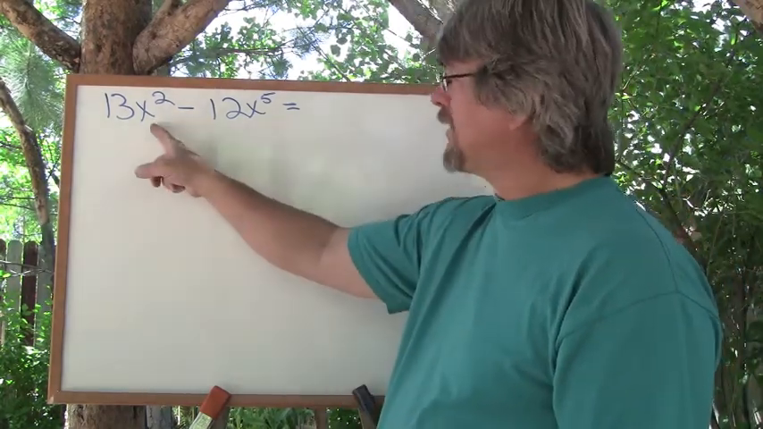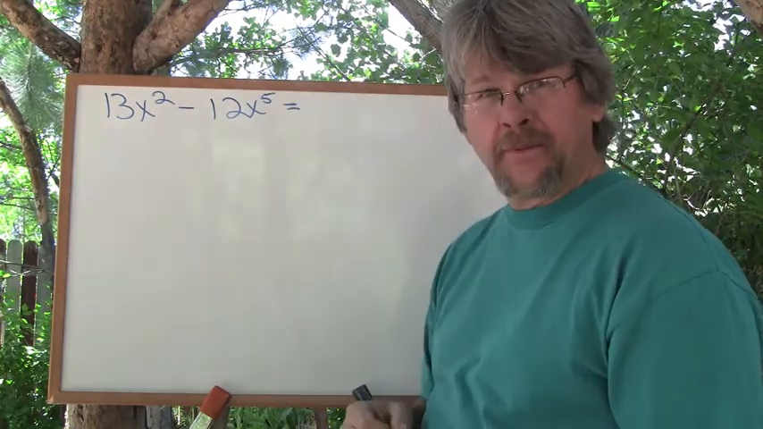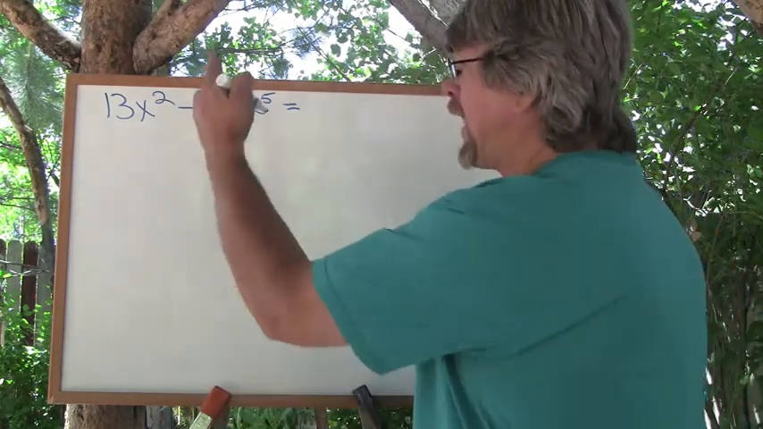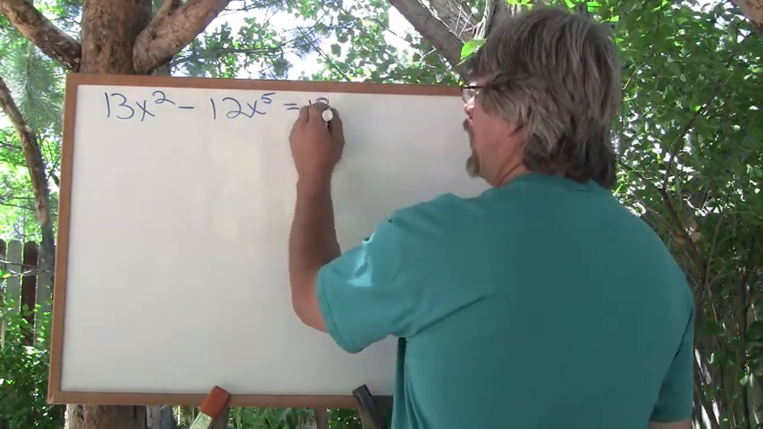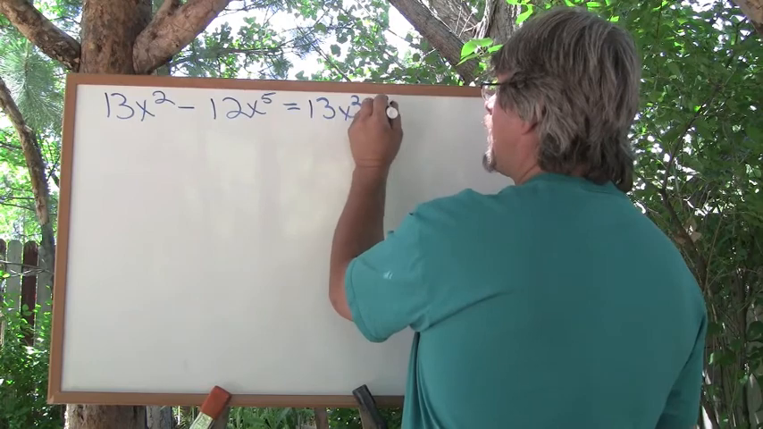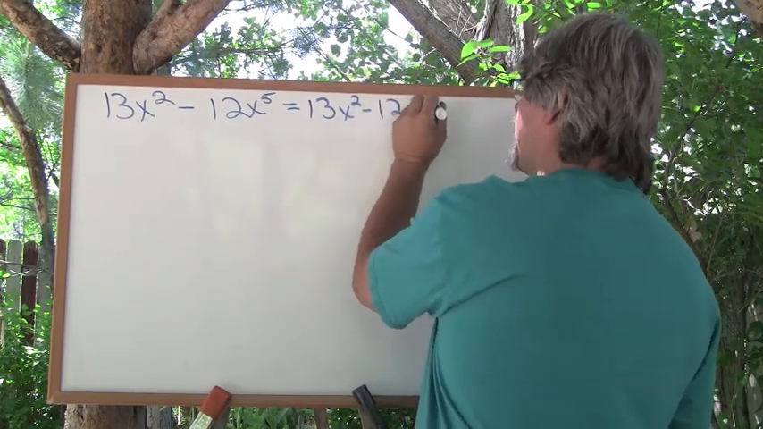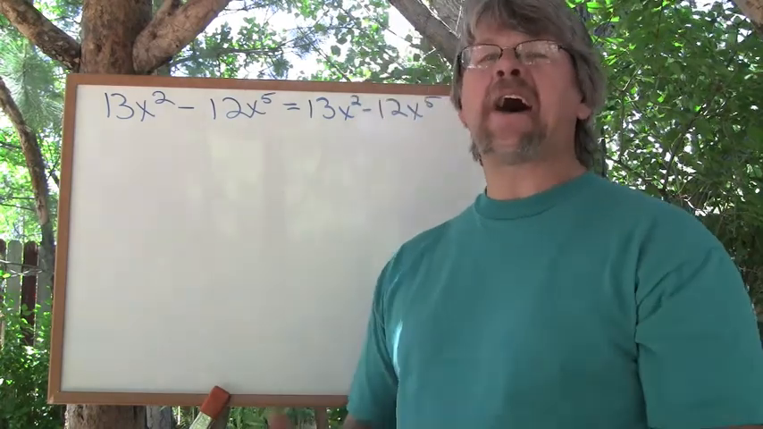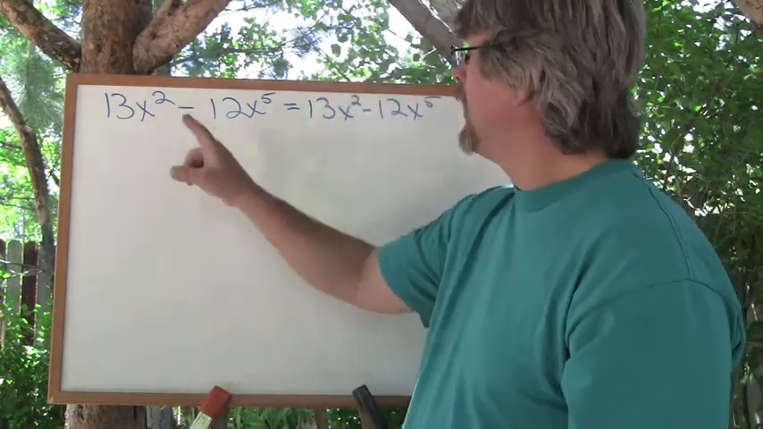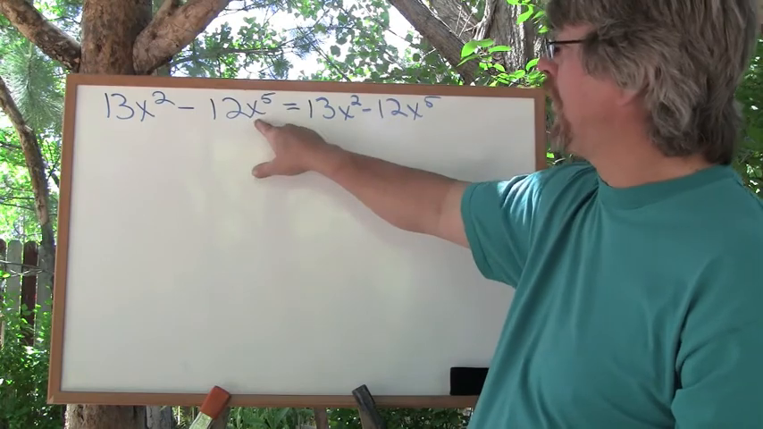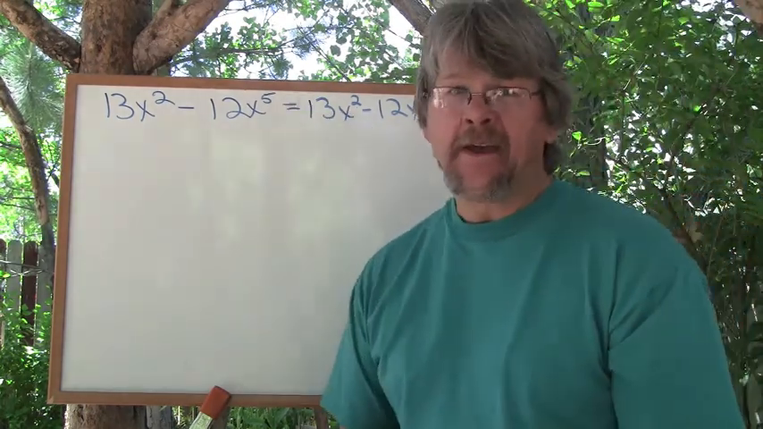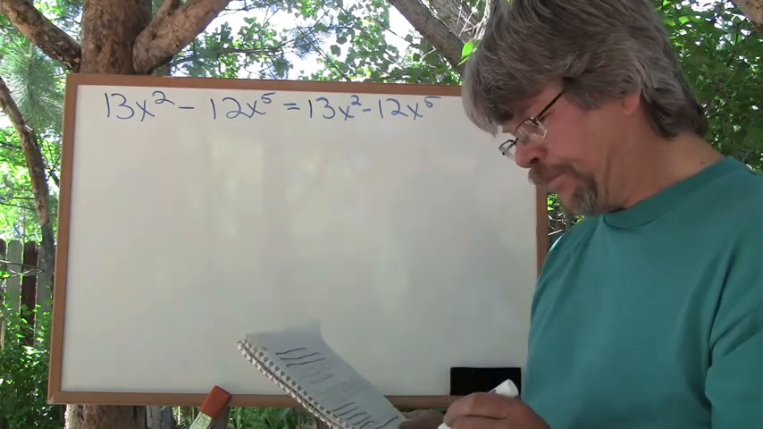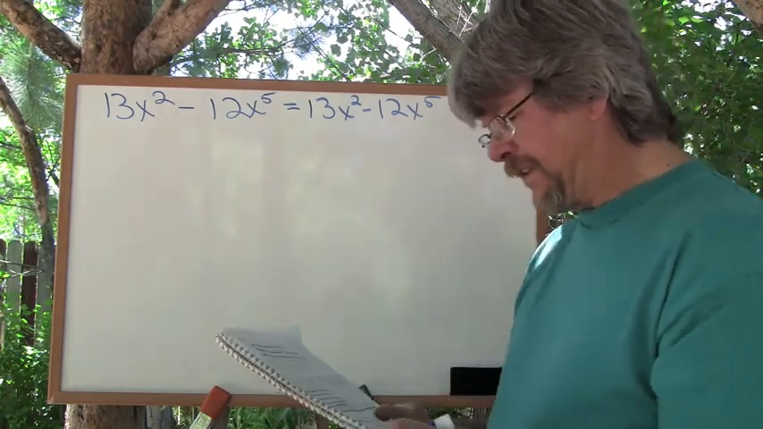These are not like terms. Therefore, you cannot subtract them. So the answer to this is 13x squared minus 12x to the 5th. That is your answer. Like terms have to be exact. X to the second, x to the second. But this isn't x to the second, therefore it's unlike terms. That's how these work. We want them exactly alike.